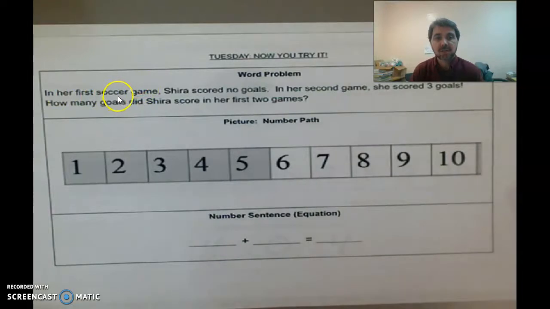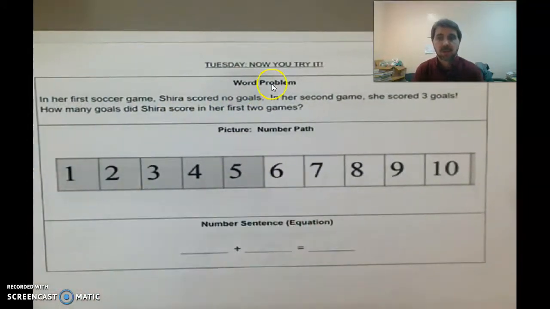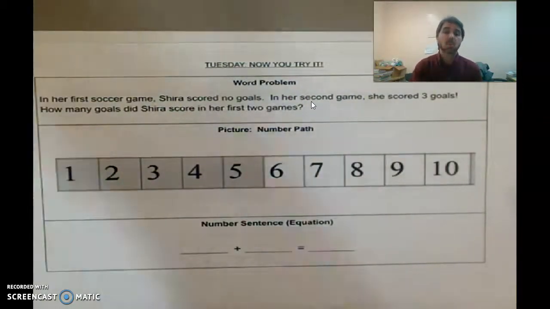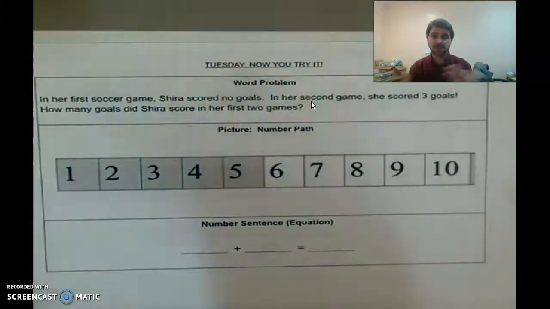In her first soccer game, Shira scored no goals. Okay, so no goals, none. So you want to imagine this, right? In your head, you want to think about what's happening. Maybe you play soccer, maybe you don't. Maybe you don't even know what I'm talking about. But you probably know soccer. In some places they call it football. We call football football, which means something different for us Americans.